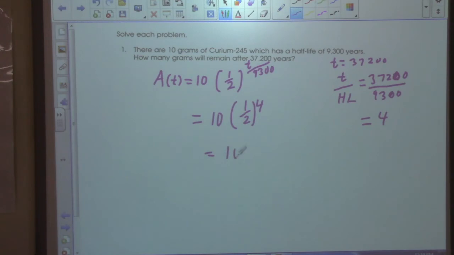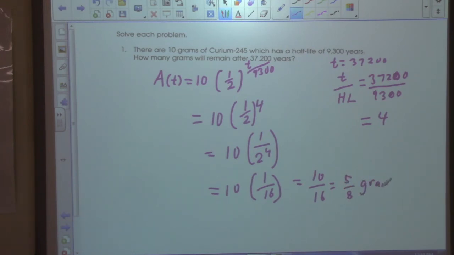So our answer is going to be 10 times 1/2 to the 4th power, which is 10 times 1 over 2 to the 4th power, which equals 10 times 1/16. So that's 10 divided by 16, which equals 5/8. So 5/8 grams. And if you did this in the calculator, you had 0.625. Is that what you got? Yes, 0.625. So that's a way you could do that problem, even without a calculator. Okay? And obviously with a calculator too.